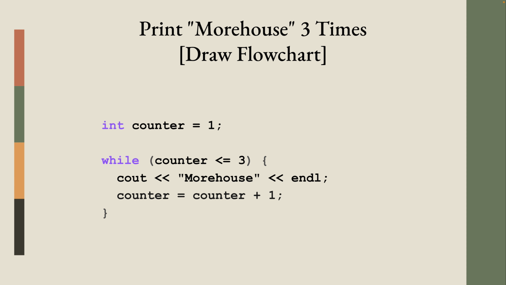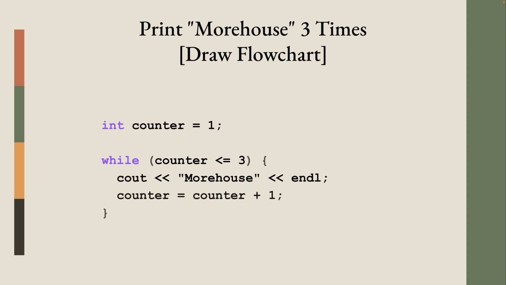So I should start from the top. So what's the first thing we're doing? Print Morehouse 3 times. Okay, that's like the title of our flowchart, but we wouldn't put that in a rectangle, I guess. Oh, okay. Sorry. What's the first thing that the code's doing?